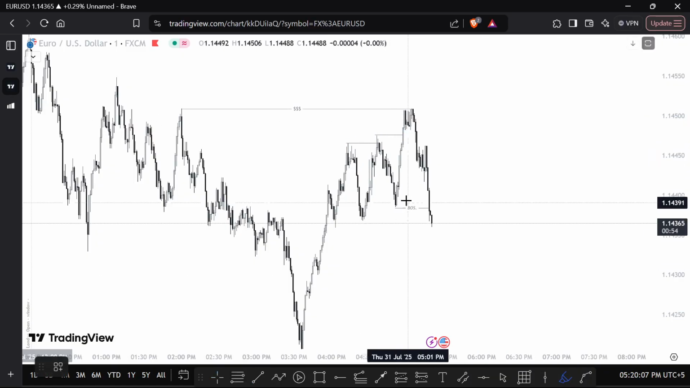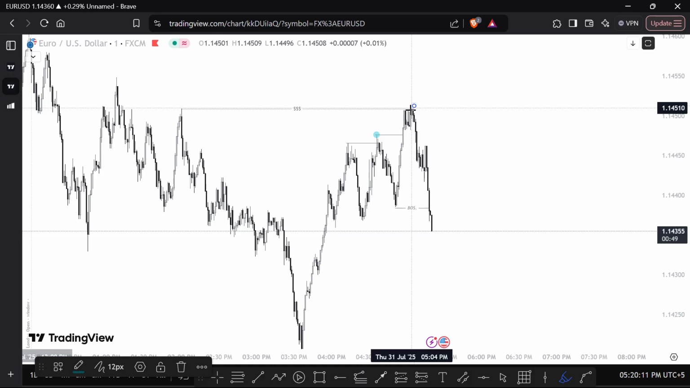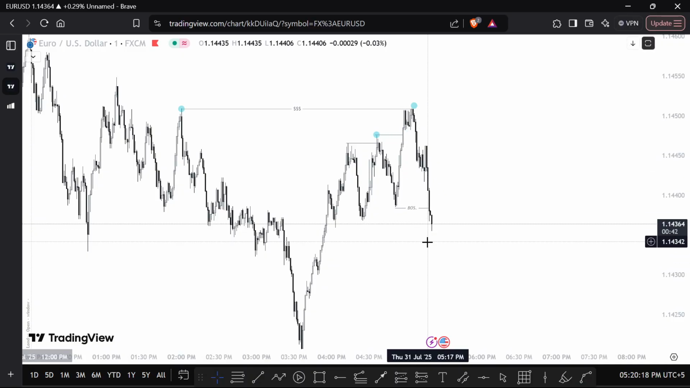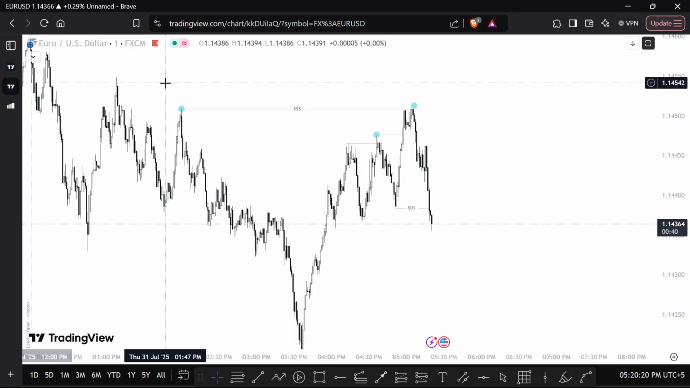So this was the high formed in the market. This high swept the previous one, and this high swept this high, and these both highs are now making equal highs in the market, and now the market is falling.